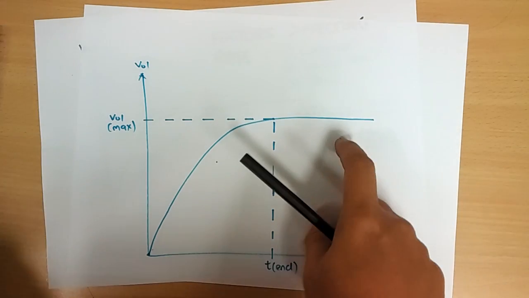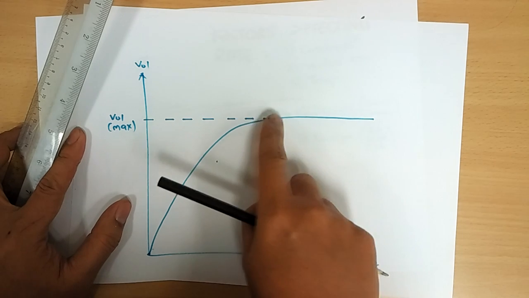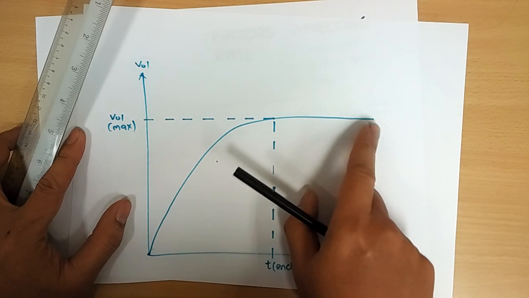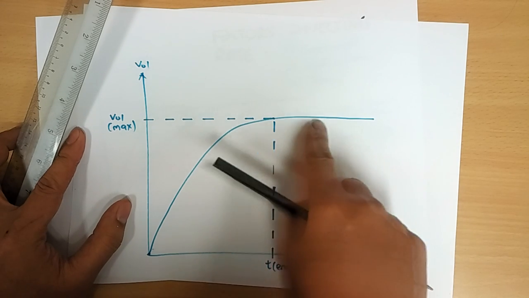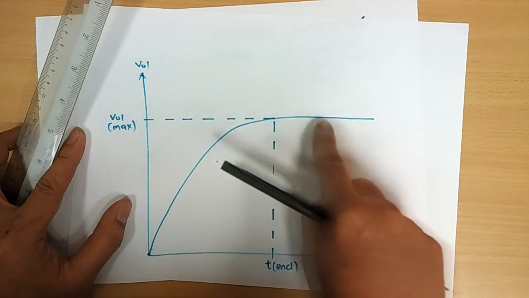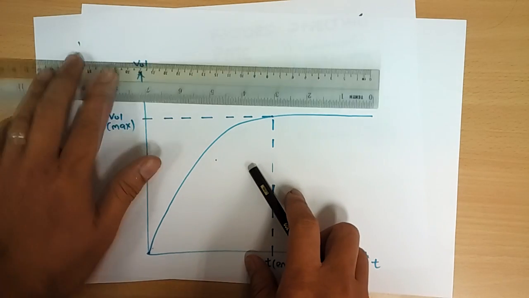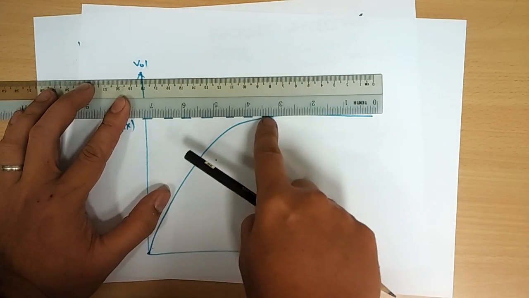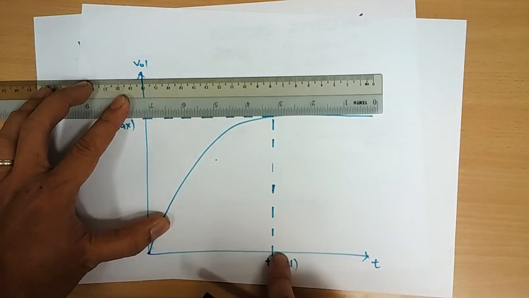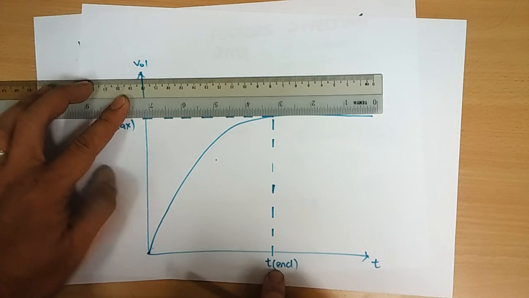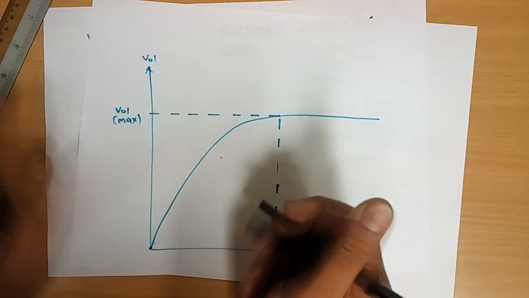Now, when the reaction has reached a maximum volume and it doesn't change, it means that one of the reactants is used up or both reactants are used up. So in this case, no more gas is produced, so it stabilizes. Because when no more gas is produced, volume remains constant and the reaction is over. So to find out the time taken for the reaction to end, you find the maximum volume, draw a horizontal line, and once it touches the curve, drop down, and this is the time taken for the reaction to end.